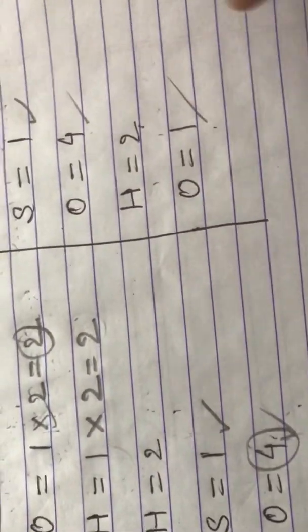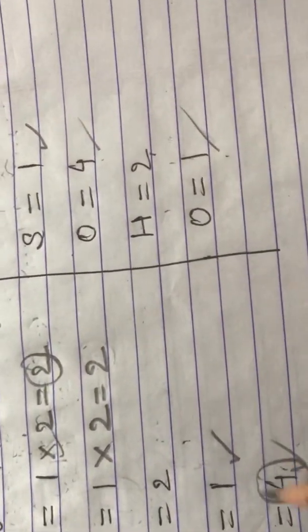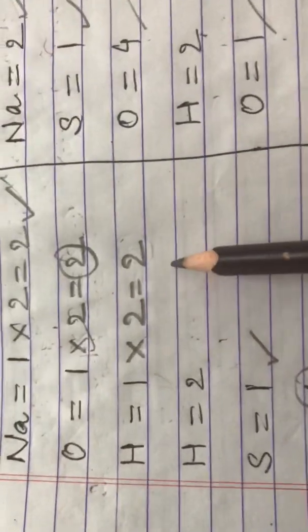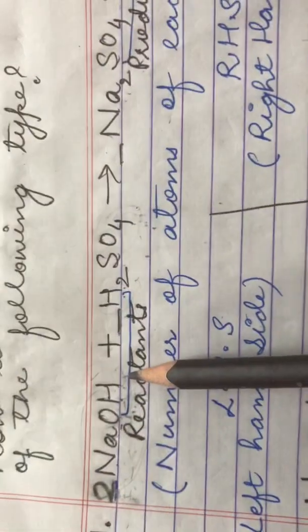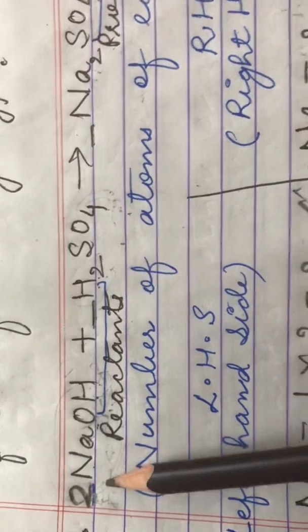So now we have 6 oxygen atoms on the left hand side, but we have 5 oxygen atoms on the right hand side. Sodium and sulfur still remain equal and hydrogen is still not equal. Total hydrogen atoms on the left hand side now become 2 hydrogen atoms here and 2 hydrogen atoms here. 2 plus 2 makes it 4. So there are 4 hydrogen atoms.